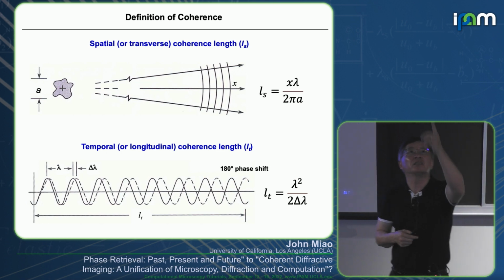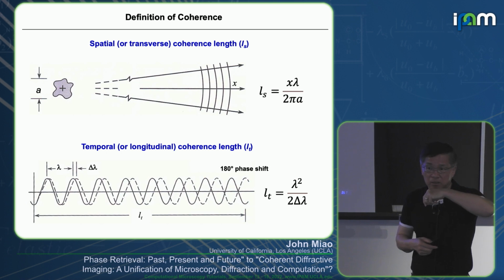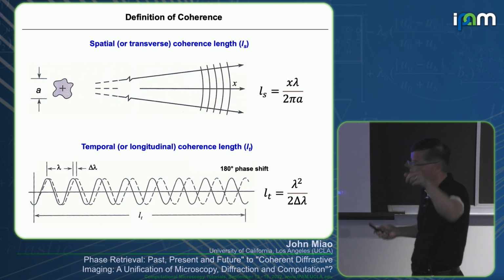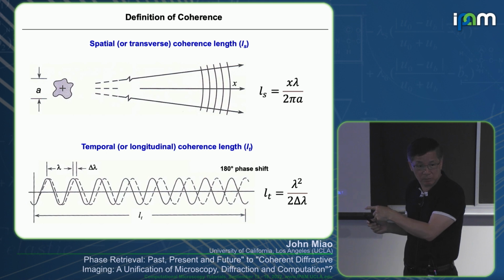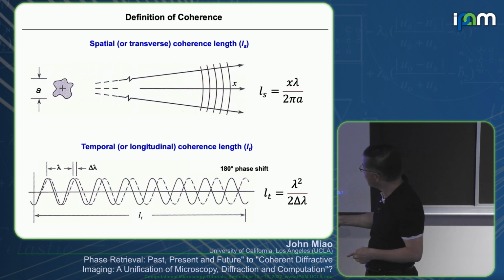The sun is incoherent. This light bulb is incoherent, because the coherence length of a light bulb is very, very small, or the source is very, very large, like a few meters could be. And there's also temporal coherence.